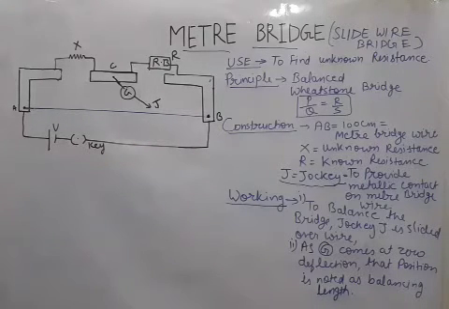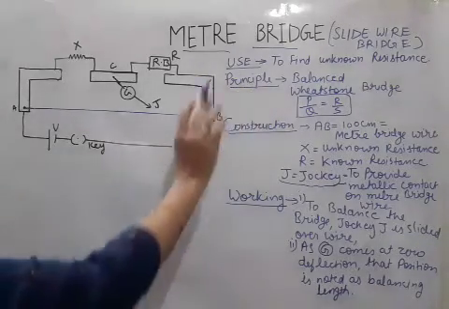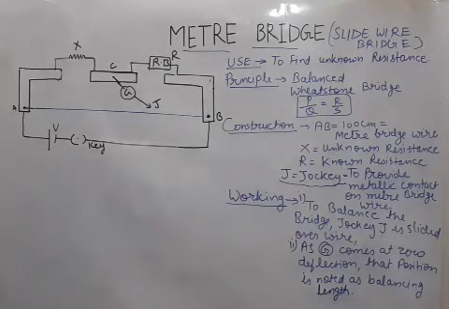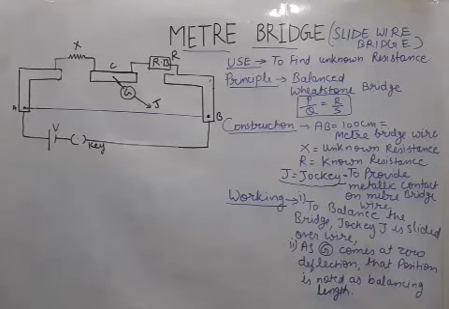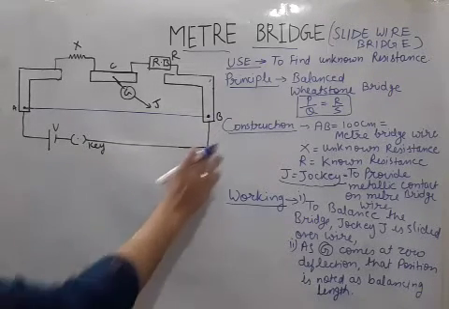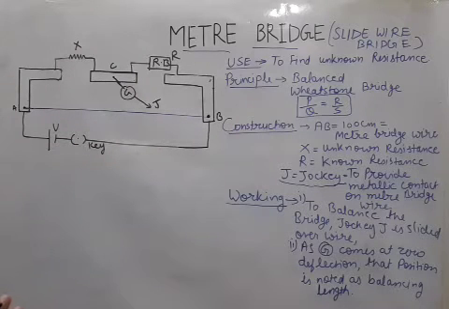Use is to find unknown resistance. Principle means on which rule it works. We have discussed that it works on the Wheatstone bridge. So in the principle, we have to write in short, balanced Wheatstone bridge, and we also have to write the equation of the balanced bridge: P upon Q equal to R upon S. Now we will discuss the construction and we will understand this diagram.